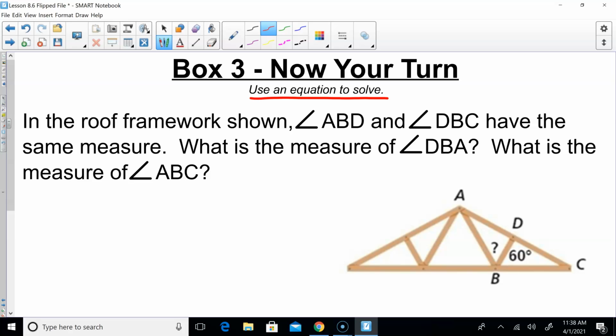In the roof framework shown, angle ABD and angle DBC have the same measure. What is the measure of angle DBA? What is the measure of angle ABC? So there's a lot going on, a lot of different angles. So I would pause and use our strategy of rereading the question again to help you out, and then go to work. I'm looking forward to seeing what you come up with as your answer.